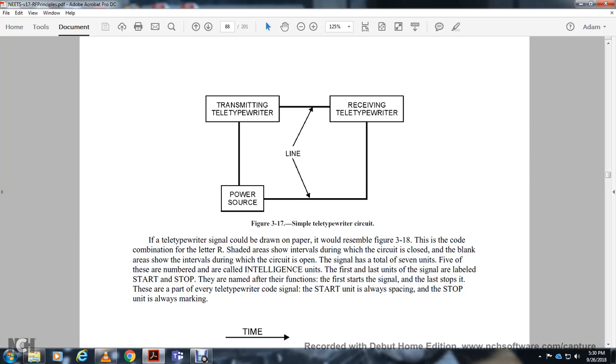If the teletypewriter signal could be drawn on paper, it would resemble figure 318, with the code combination. The shaded areas show the intervals during which the circuit is closed. The blank areas show the intervals during which the circuit is open. The signal has several units, 5 of them numbered and called the intelligence units. The first and last units of the signal are labeled start and stop. First, start begins the signal, and last, stop ends it. They are part of every teletypewriter code signal. The start unit is always spacing and the stop unit is always marking.